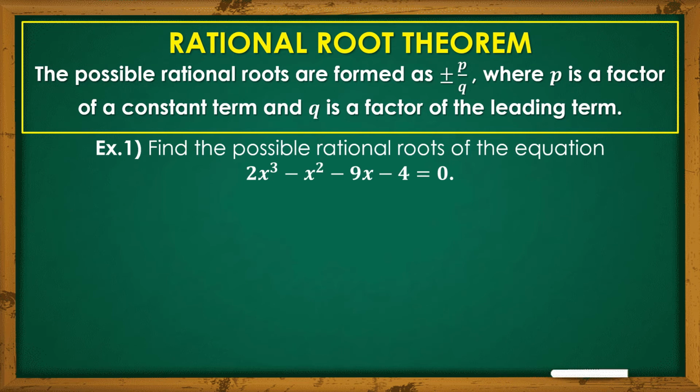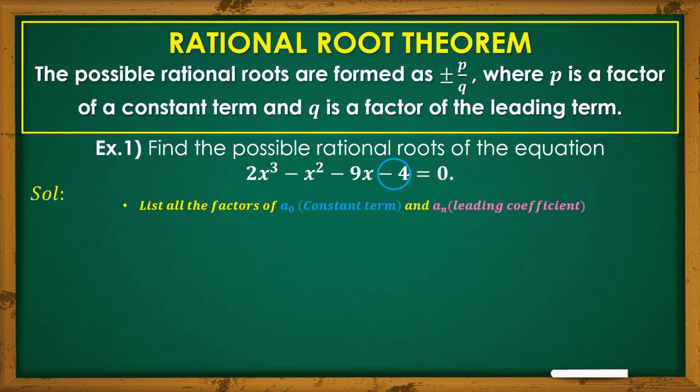Find the possible rational roots of the equation 2x cubed minus x squared minus 9x minus 4 equals 0. Let's look at the solution. Let's list all the factors of the constant term. In this case, it's negative 4. And the factors of the leading coefficient. In our example, it is 2.